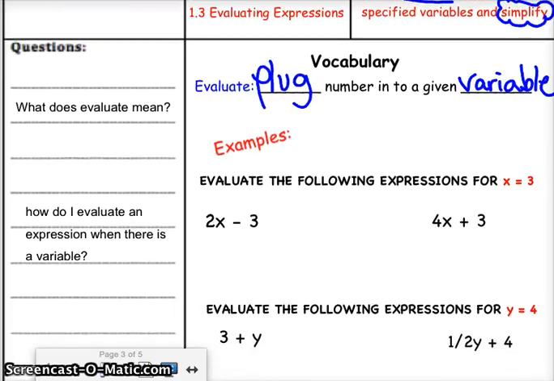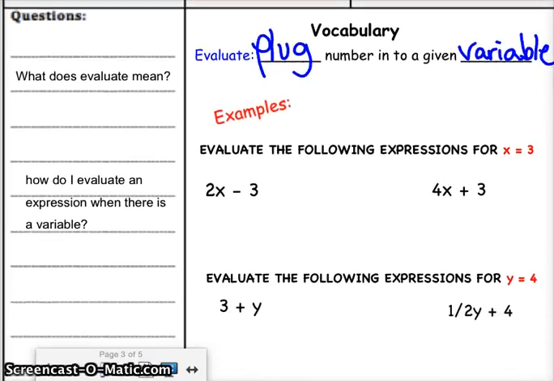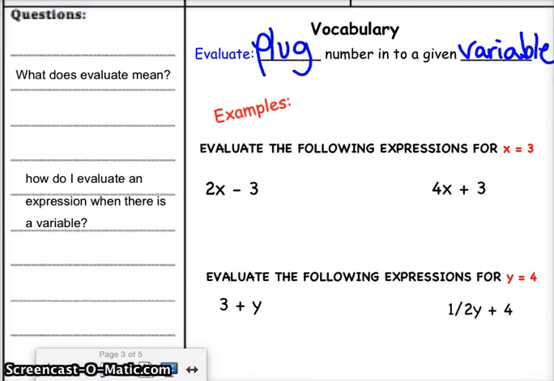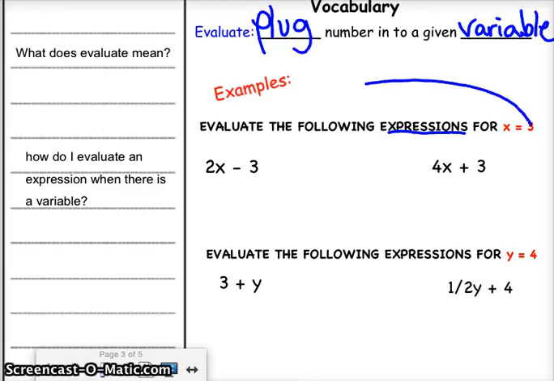All right, example. We want to evaluate the following expressions. Remember, they're not equations. Equations are when there's an equal sign. It's an expression. For x equals 3. So that means wherever I see x, I need to put the 3. So this 3 is going to go, bam, right there.